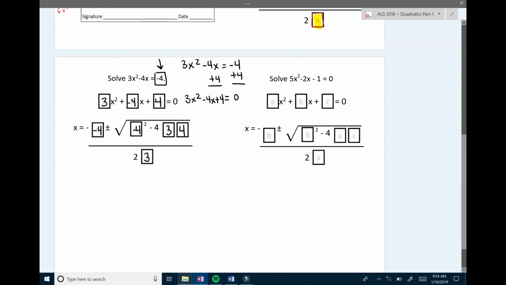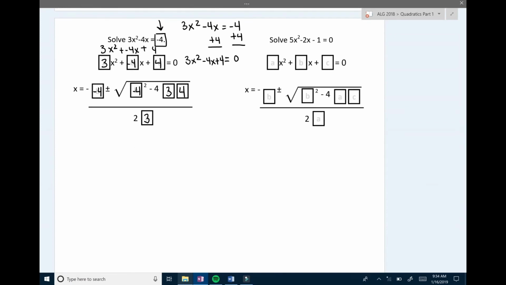Okay? So again, all that I did was I put 3x squared plus negative 4 plus the 4. Remember, the first term is 3, so that's your A. The second term is negative 4, so that's your B. And the last term is 4, so that's your C. Remember, first, second, third, A, B, C. Alright, now we're going to do math.